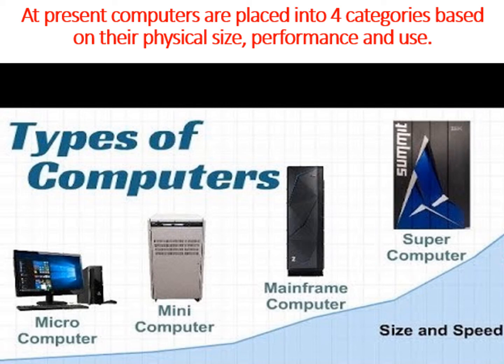At present, computers are placed into 4 categories based on their physical size, performance, and use. The types of computer systems are microcomputers, minicomputers, mainframe computers, and supercomputers.